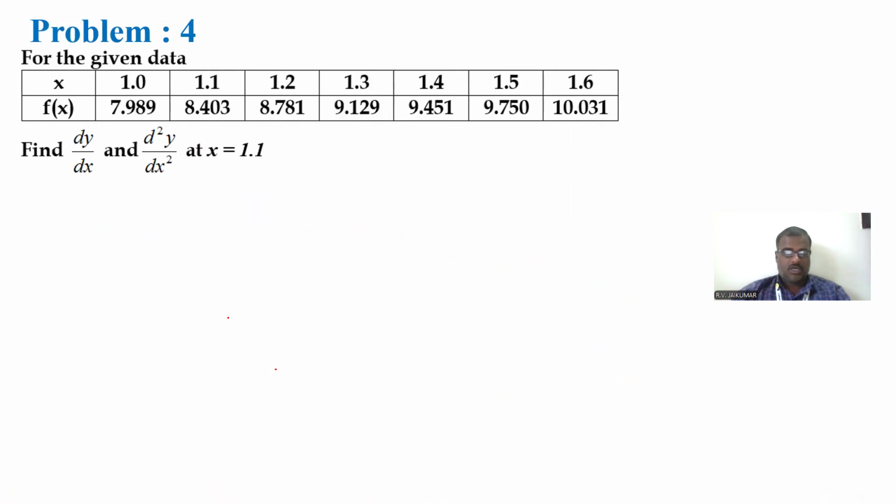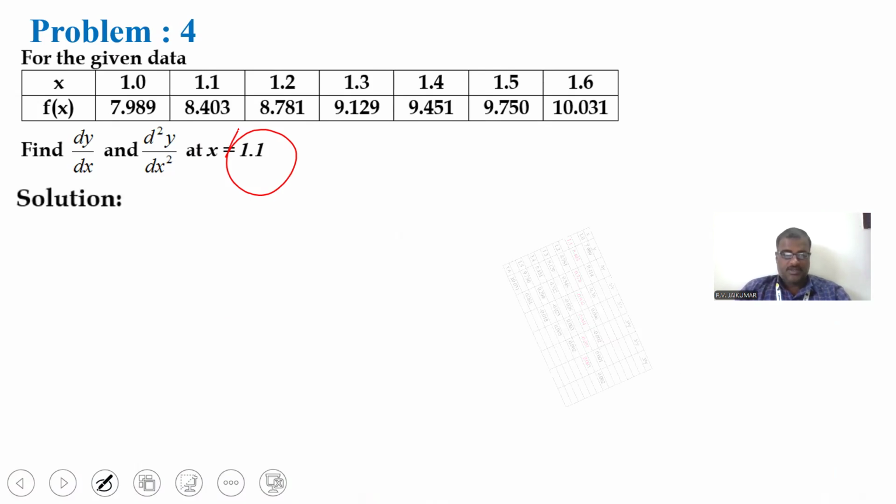Do it as homework. Try to solve this problem yourself. For the given data, x starts from 1 and ends with 1.6. They're asking to identify the first and second derivative at x equals 1.1. For this problem, you have to use forward difference. Either you can use the first formula or the second formula, which we have discussed earlier. That's your choice. I will show you the solution for this problem as well.